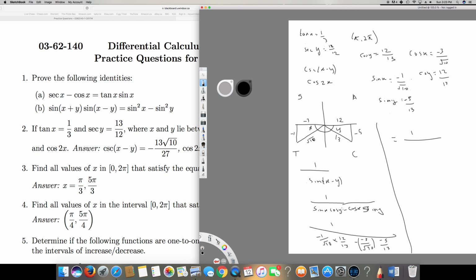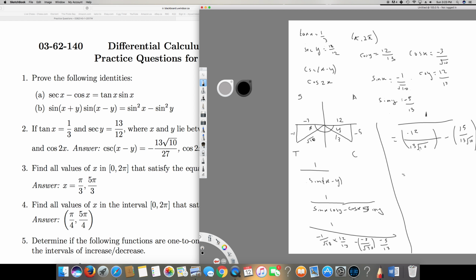Negative 1 times 12 is negative 12, and 13 times root 10 is 13 root 10. So negative 12 over 13 root 10, and it's all under 1. We shouldn't forget that. Let's put a bracket for this, and minus negative 3 times negative 5, which is positive 15, over 13 root 10. And now we have got this value.